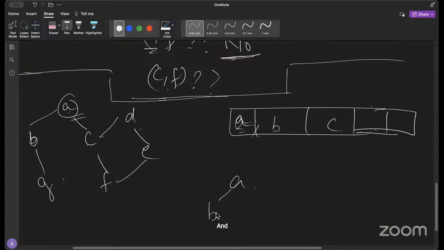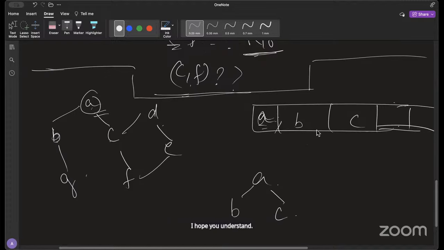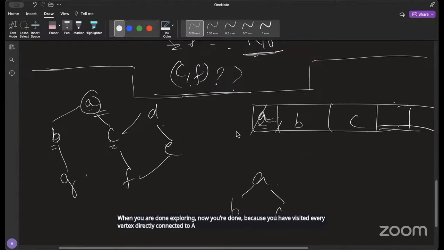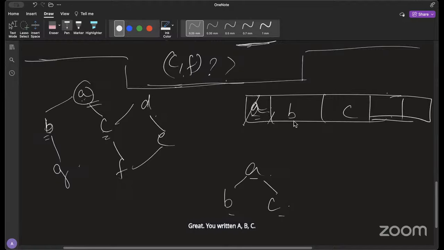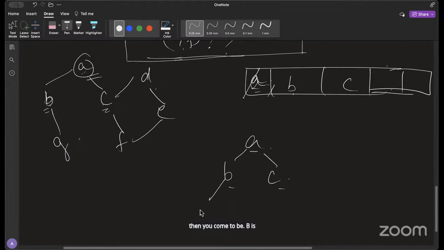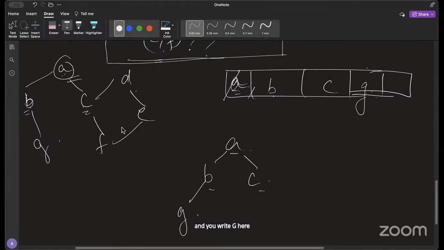Let me complete first. If I don't complete, then how would you understand? So you'll write BC, and when you are done exploring, you have visited every vertex directly connected to A. So A is done now, right? You've written A, B, C. Then you come to B. B is directly connected to G. So you have G here, and you write G here. Then B is also done. Coming to C, you have F and D.